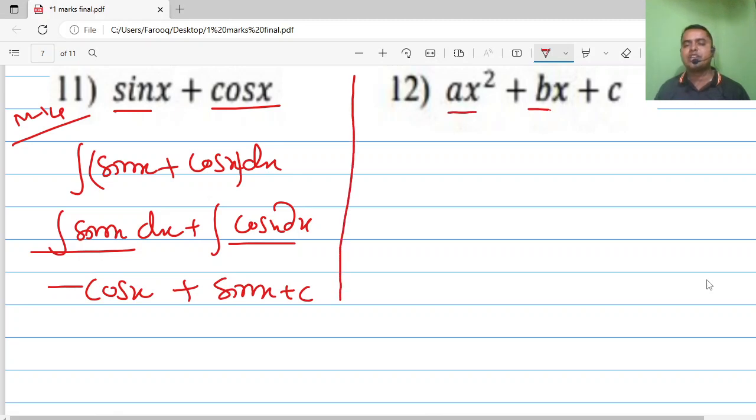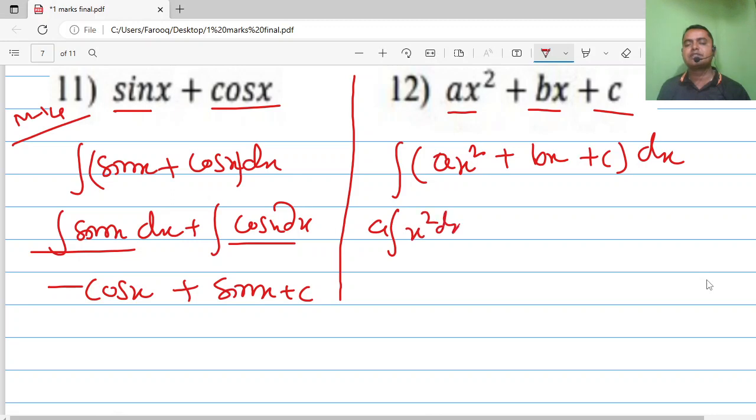Here also three terms are there. Separating the terms and integrating, we are using the rules of integration. Here first a is constant, x square dx. Here b is constant, x dx, plus c dx, where here c is constant.